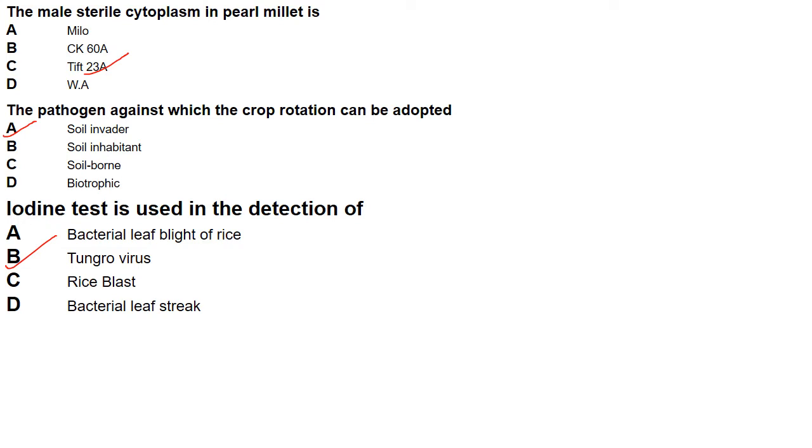Now, iodine test is used in the detection of. So, iodine test is for tungro infected leaves develop dark blue streaks on iodine test. So, tungro virus. Answer is option B.